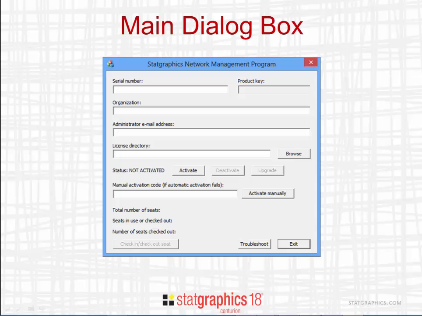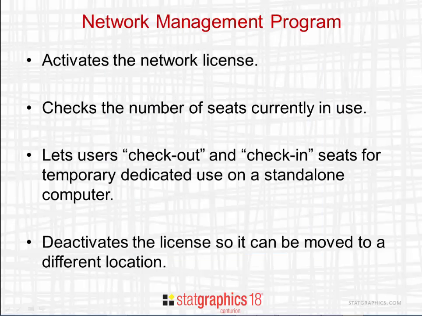The main dialog box of the Statgraphics Network Management Program has various fields, buttons, and information on it to manage the network. The program activates the network license. It can also check the number of seats currently in use. The program lets users check out and check in seats for temporary dedicated use on a standalone computer. Finally, it deactivates the license so it can be moved to a different location.